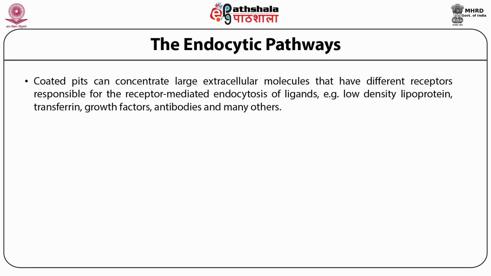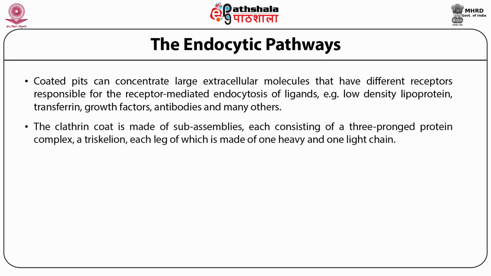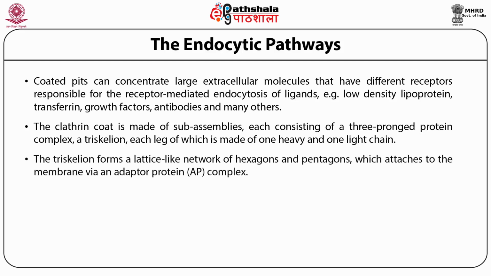Clathrin consists of a heavy chain and a light chain and is successively assembled into a polyhedral cage-like coat on the surface of the coated pit. The clathrin coat is made up of sub-assemblies, each consisting of three prolonged protein complexes, a triskelion, each leg of which is made up of one heavy and one light chain. The triskelion forms a lattice-like network of hexagons and pentagons which attaches to the membrane via an adapter protein, that we call the AP complex.